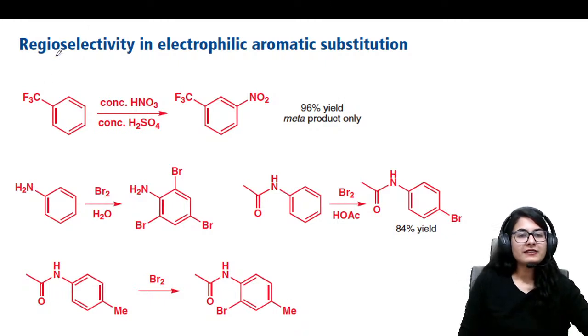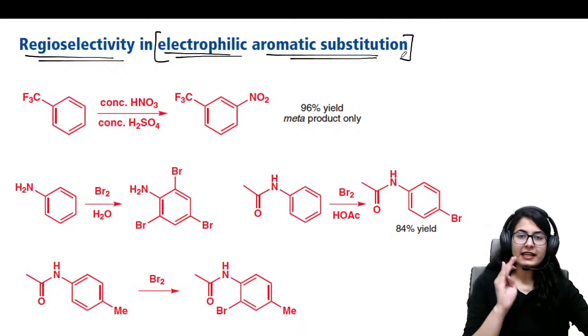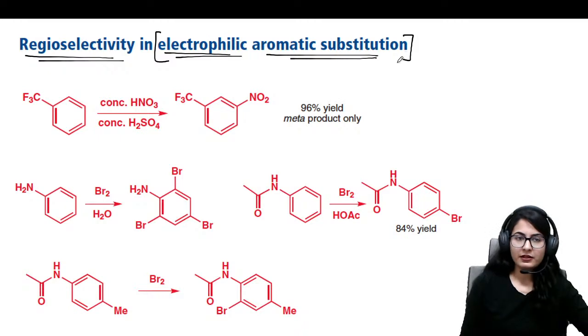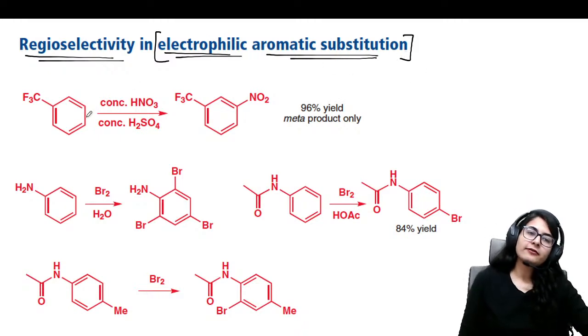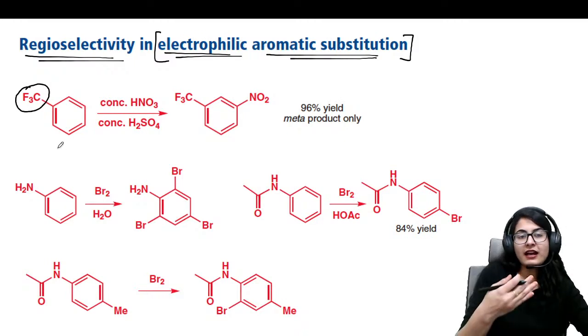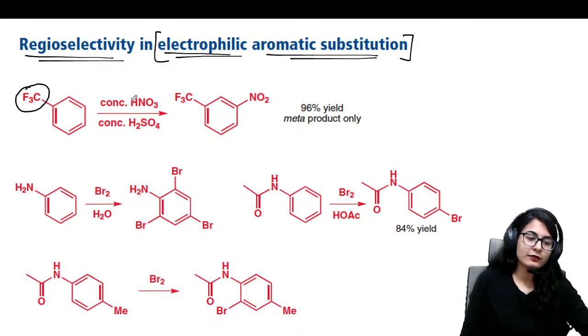Yes. So first thing first, regioselectivity in electrophilic aromatic substitution. Haven't we studied this chapter very recently? Very recently we have studied this chapter, and we saw that if, let's say, our benzene is already substituted, it is having a CF3 group, then it must have some directing property on the incoming electrophile. Who is the incoming electrophile? That's going to be the nitronium ion.